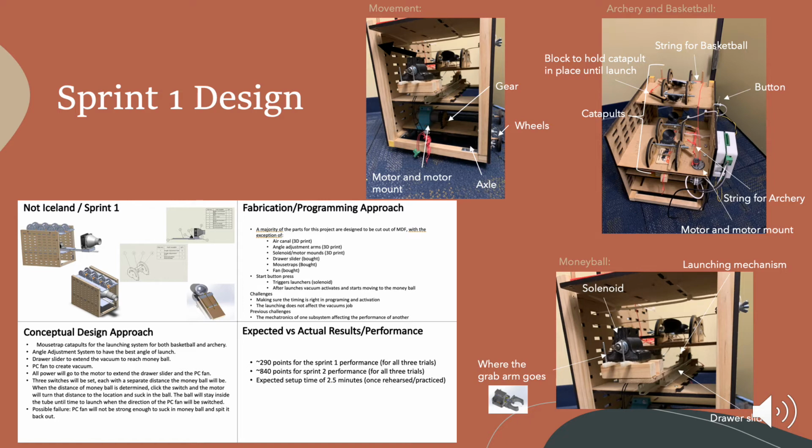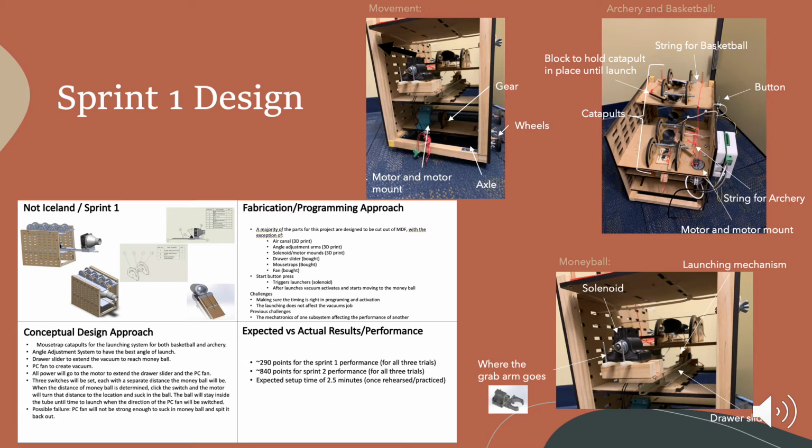Then we found out that that was an illegal design, so we had to change some things when we actually fabricated our robot. Main thing was that it no longer was a static system and has a movement system, as you can see with the motor and motor mount, the axle, the gear, and the wheels down here. We had to move the motor from being used for the extension arm to be used to set off the archery and basketball mouse traps. Therefore, we were not able to complete the Moneyball system because there was no way for it to extract and return in time. So we just did not do it because it was bonus.